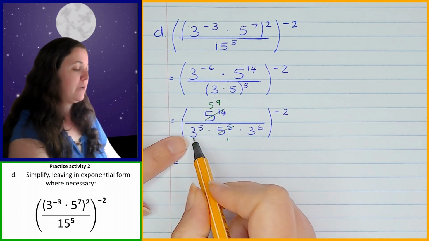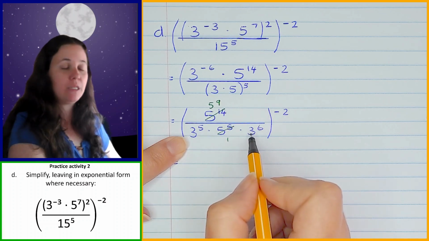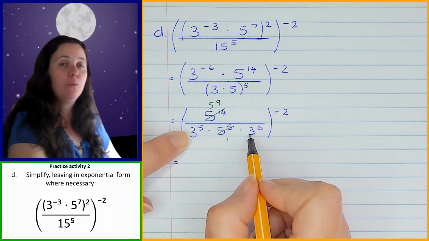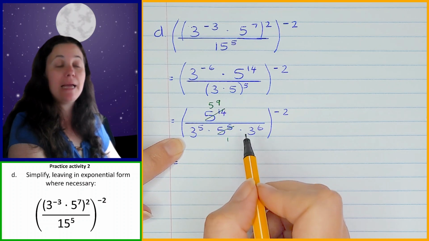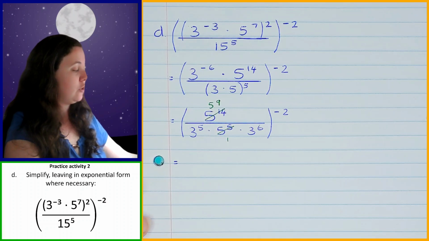And then in terms of my 3's, I don't have any 3's at the top. I've only got my 3's at the bottom, which I'm going to be multiplying together. And when I multiply powers of the same base, I add their exponents. So I'm going to be adding the 5 and the 6. Okay, so let's go and see what we get over here.